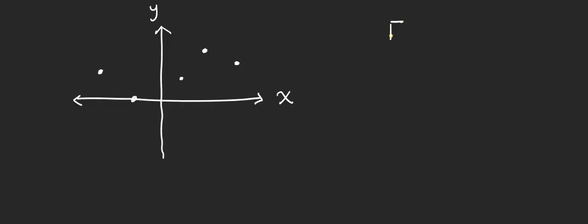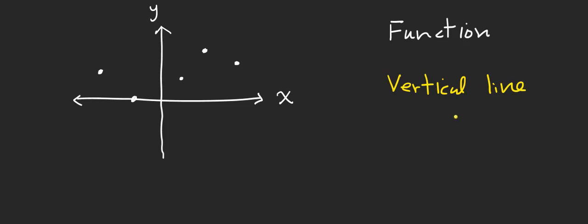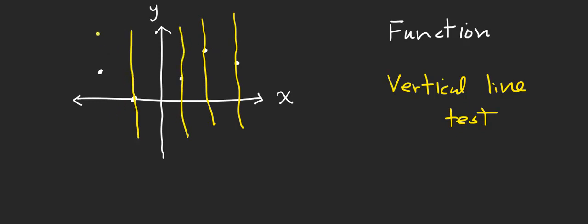And we're going to talk about functions. Okay, how do you know that something is a function? Well, there's this thing called the vertical line test. You draw a vertical line, and if at most you intercept at one point, then it's a function. So this graph right here is a function because at most, it intercepts only at one point. If it intercepts more than one point, then it's not a function.